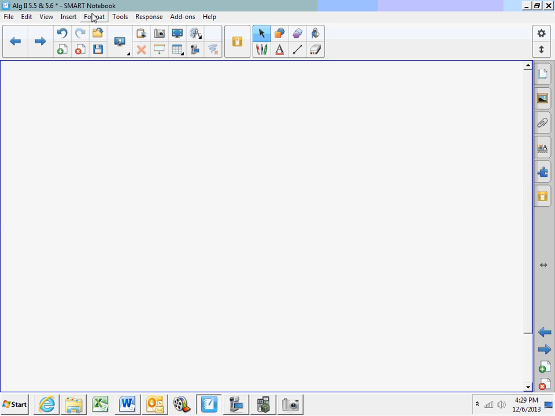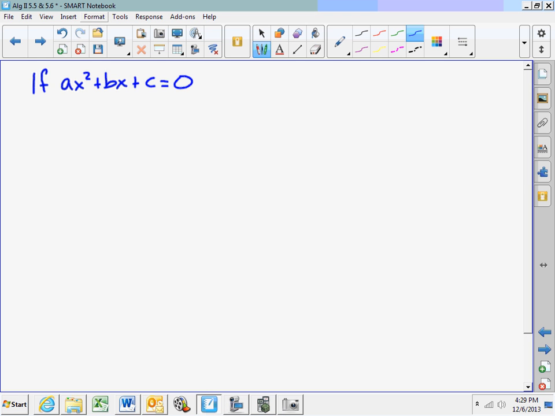Now, in the last concept video, I developed the quadratic formula. In other words, if ax squared plus bx plus c equals 0, then x is equal to the opposite of b plus or minus the square root of b squared minus 4ac all over 2a. With that being known as the quadratic formula.